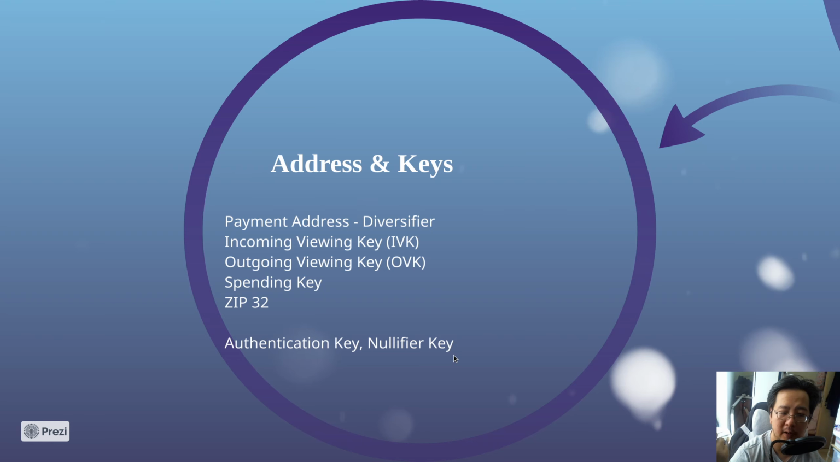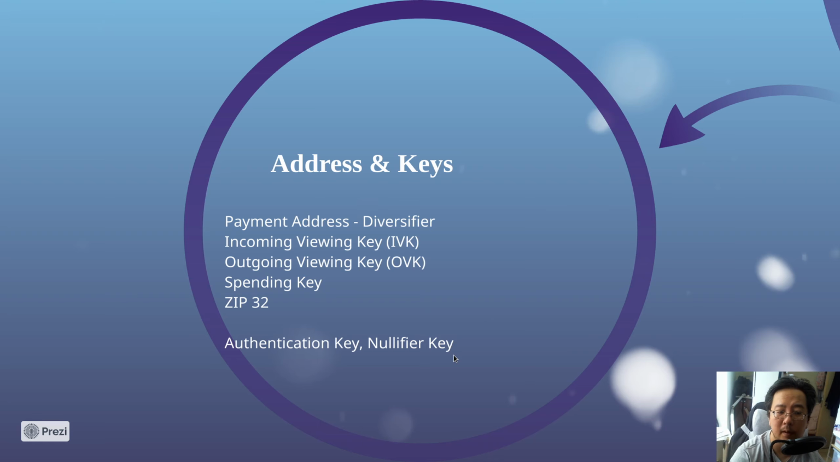So we have now Sapling addresses, and when you have an address, you have generated it from one key, which is a spending key. Then working backwards, what you're going to give to the people who want to send you money is your payment address. The interesting thing here is that there's a diversifier included in this payment address, which means that you can have several different addresses that are actually derived from the same spending key.